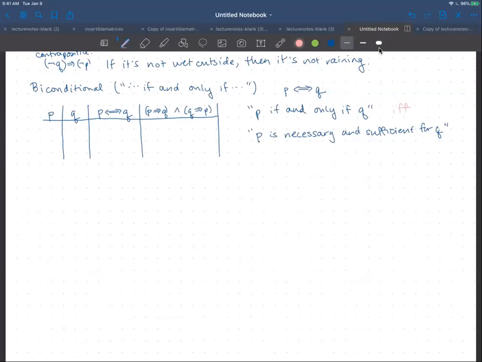This is another way to say P is necessary and sufficient for Q. And if you remember how we use necessary and sufficient for implications, P is sufficient for Q means if P then Q, so that's the if part. And P is necessary for Q is the only if part, or the then. So this is really saying P then Q and also P if Q.